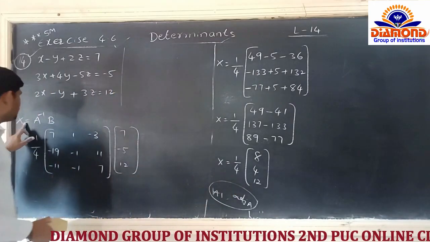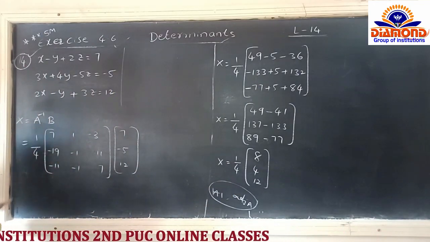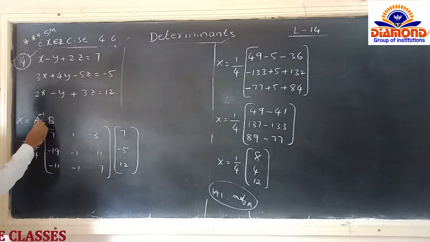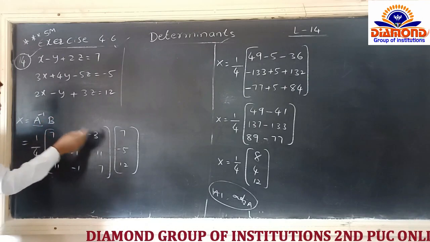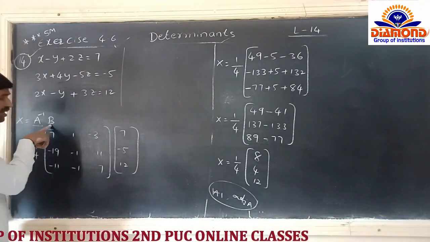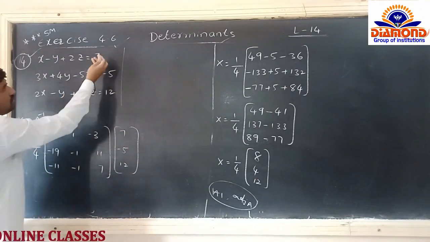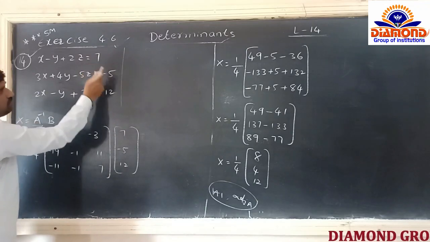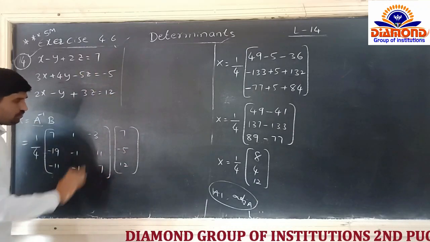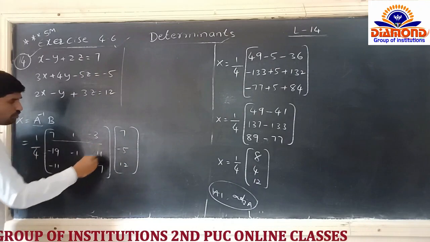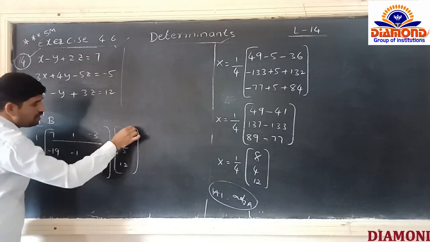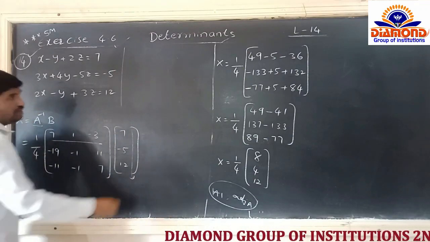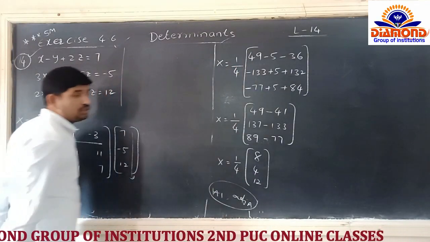Now we can write X is equal to A inverse into B matrix. So this is the A inverse matrix, 1 by determinant of A into adjoint A. And the matrix B is the constant matrix we already wrote in the starting. Here we can write 7, minus 5, 12. Now we can multiply these two matrices. How do we multiply them? By taking the first row and multiplying with the first column, this gives the first row, first element.